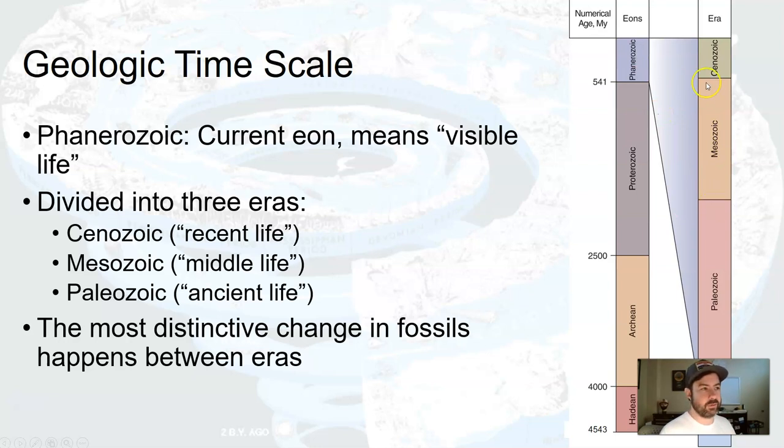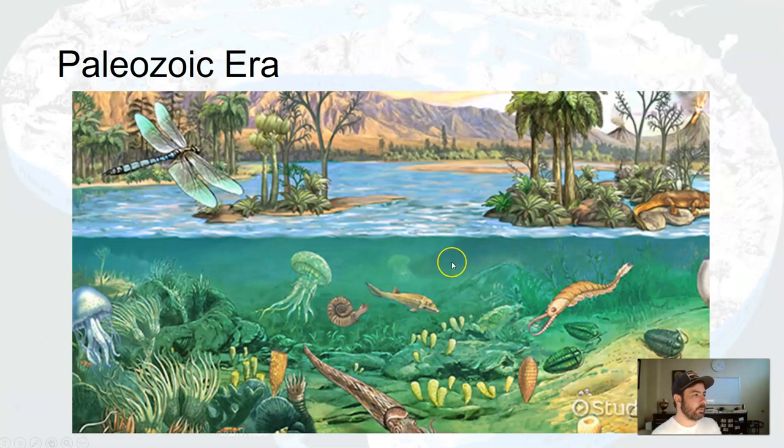Big change in the fossil record. So that's ancient life, middle life, recent life. The Paleozoic era: mostly sea creatures, some amphibians, some things moving onto land, some insects, some trees and plants, but not much on land. The abundant amount of life was really in the ocean. Things like trilobites and ammonites and other types of squids. And what is that? Orthoceras, sorry.